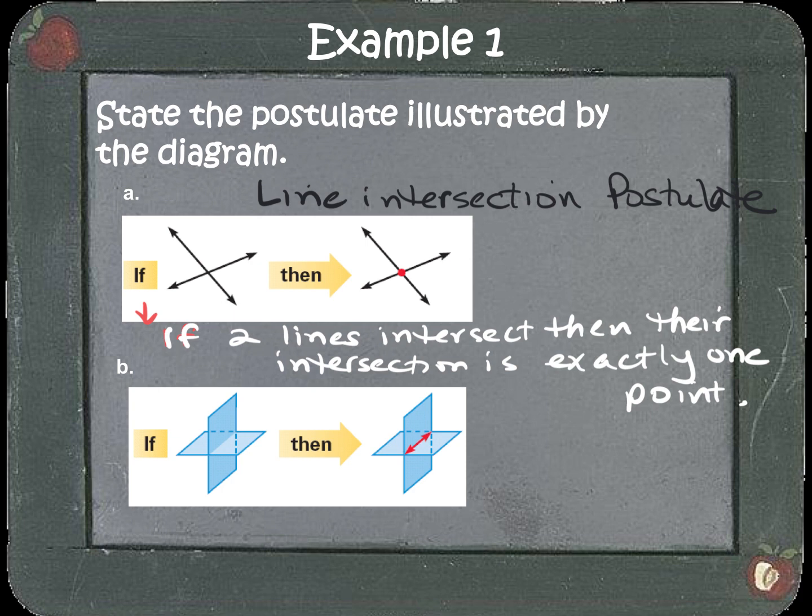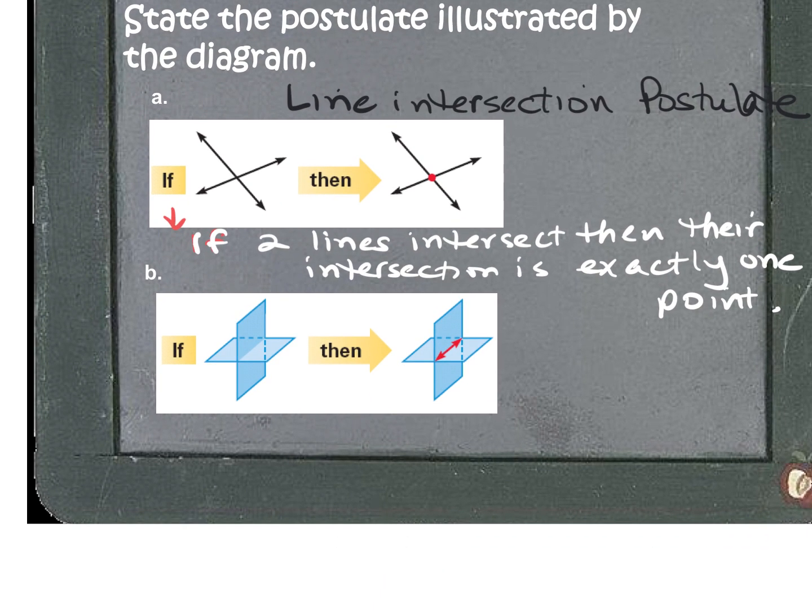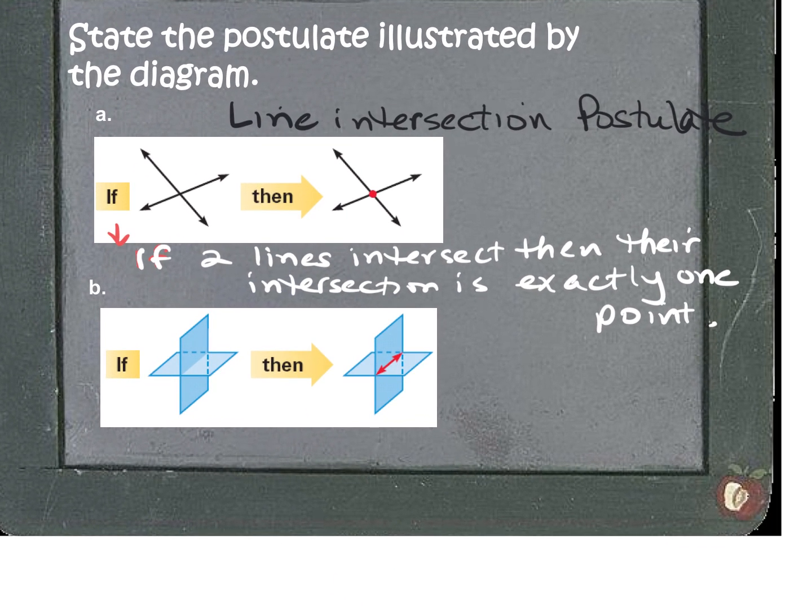So on the quiz, you can either restate what I just did in white, or you can give me the name. Do not give me the number. The next picture, this is actually an example, this postulate is the plane intersection postulate. Notice in red is the line. So the name of this is plane intersection postulate.